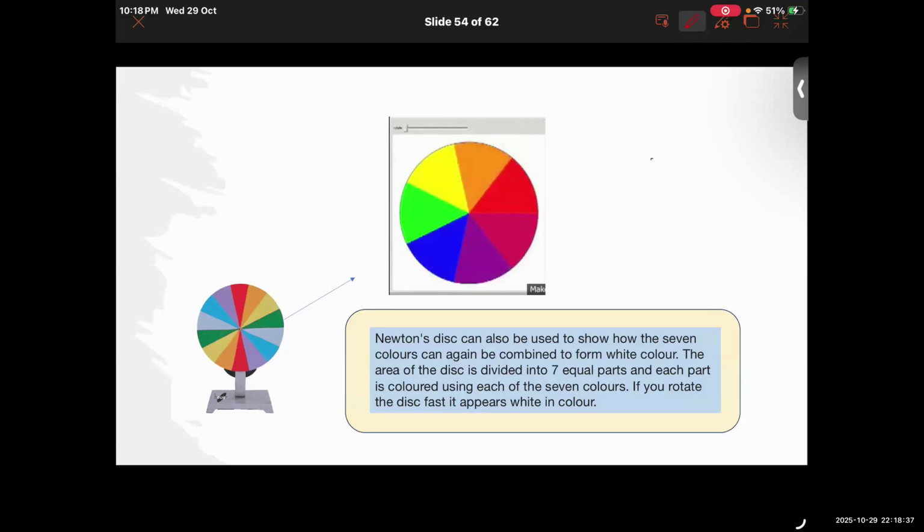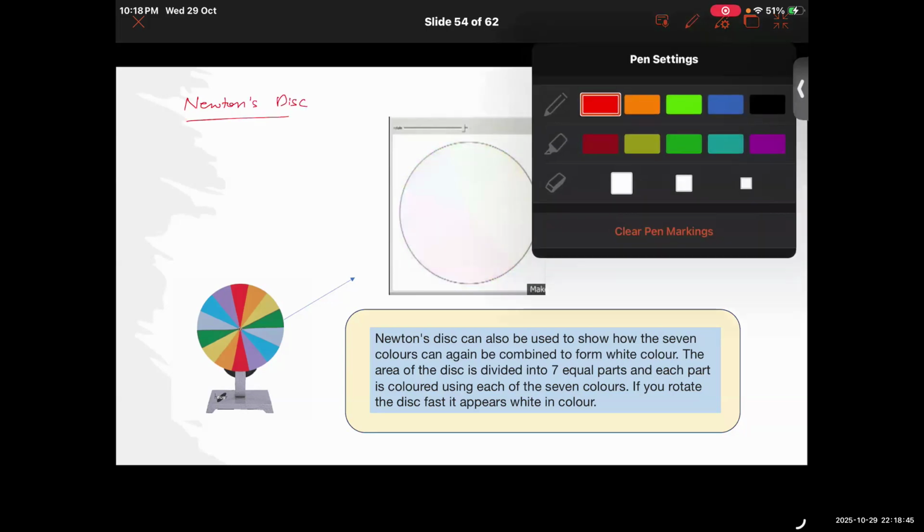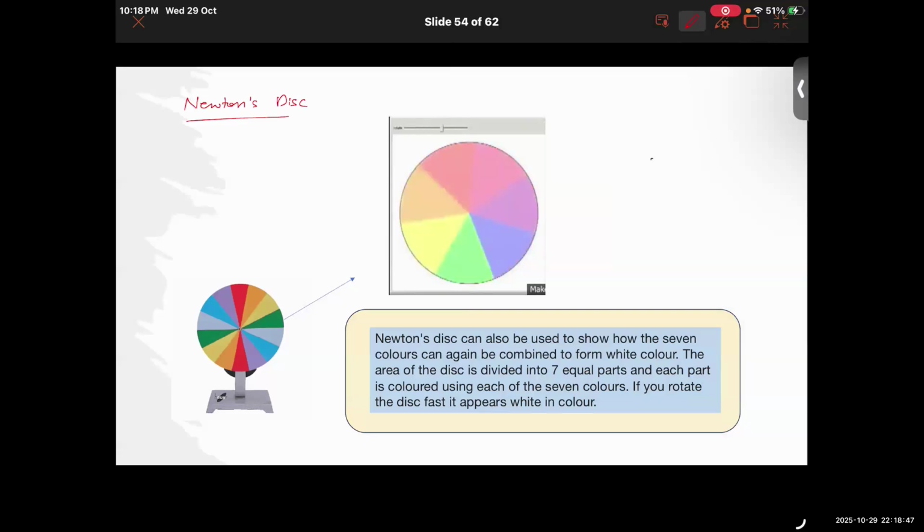Now we have a really interesting concept of the Newtonian disk, or Newton's disk simply. In order to prove that white light is made up of seven different colors, another activity can be done. This is called Newton's disk, and it can be used to show how the seven colors can be combined again to form white light.